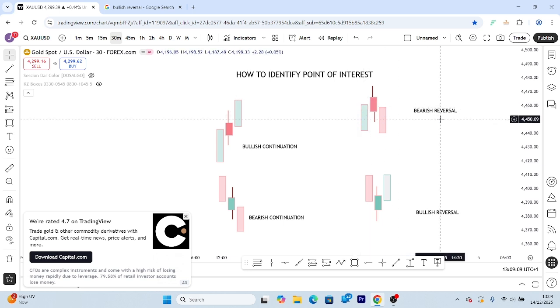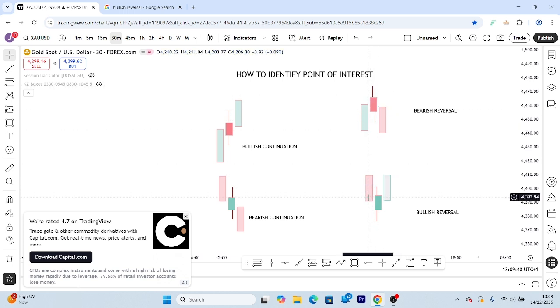Then we'll now look at this bearish reversal point of interest. So we'll look for this. This is what we look out for first. Then we'll ask ourselves, the first candle before the formation of the indecision or this consolidation, is it a long candle? If the answer is yes, then we'll move to the next, which is the candle after this. Is it actually long? If the answer is yes, then we have identified our point of interest, which is this.